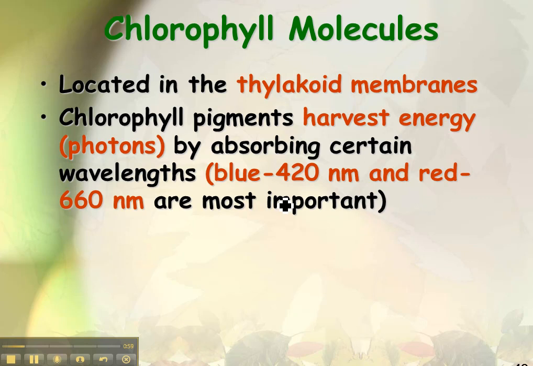So that energy, the photons, is coming from the sun. So it's harvesting the sun basically by absorbing certain wavelengths. And so it goes from blue, 420 nanometers, to red, 660 nanometers. These are all in the visible light spectrum, so just meaning the light that we can see. Different animals might be able to see different parts, and I'll show you guys a wavelength on our next slide.